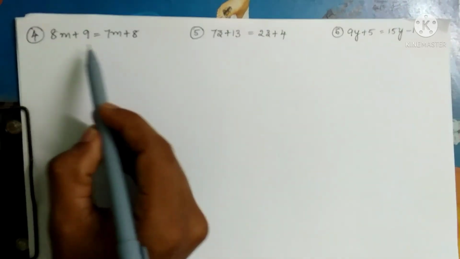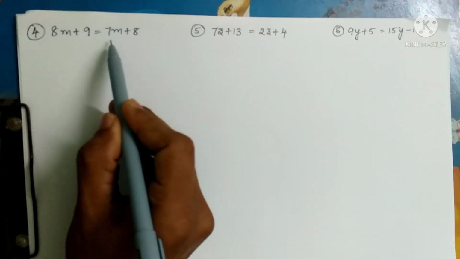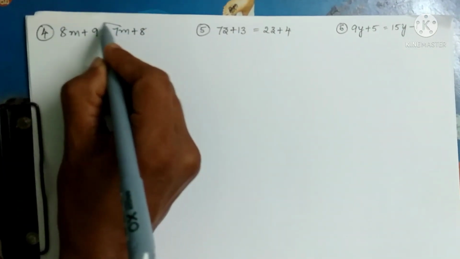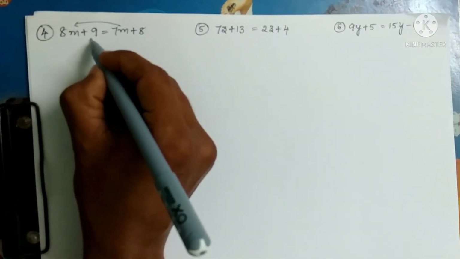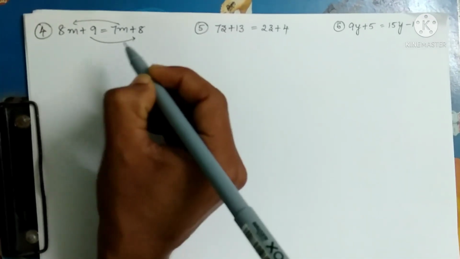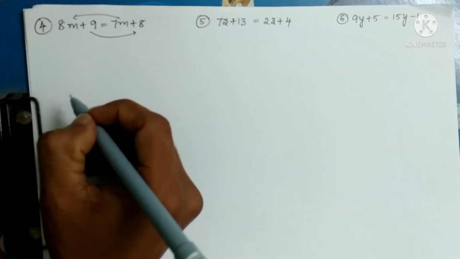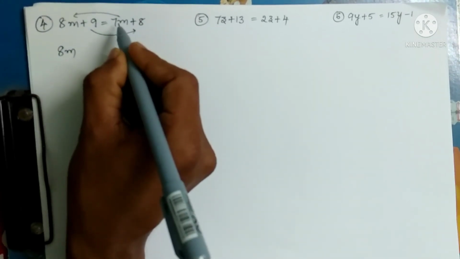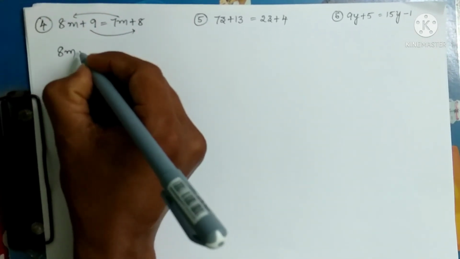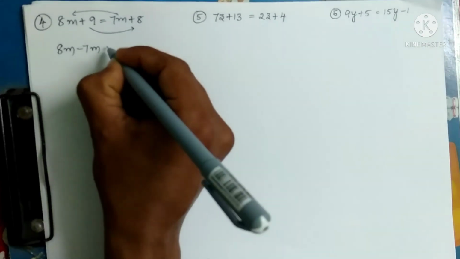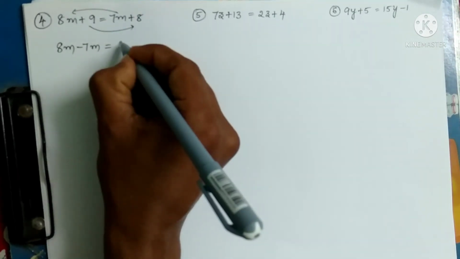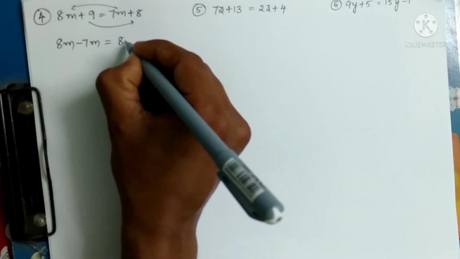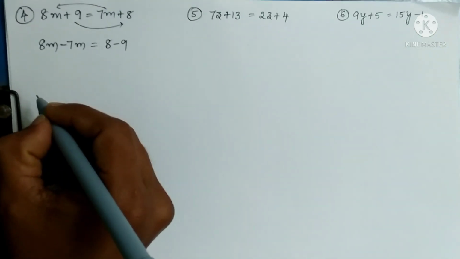So the next question, number 4: 8m plus 9 is equal to 7m plus 8. By transposing the variables to the left side and the constant terms to the right side, which is nothing but RHS. So 8m, as it is, 8m. If I transpose plus 7m to the left side, it becomes minus 7m, which is equal to plus 8 as it is, and transposing this plus 9 to the right side, it becomes minus 9.